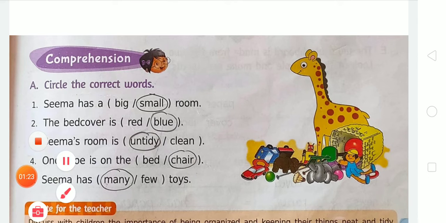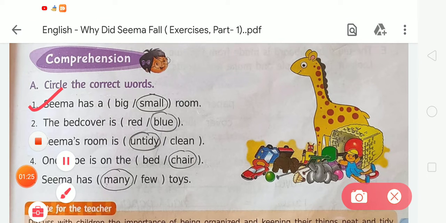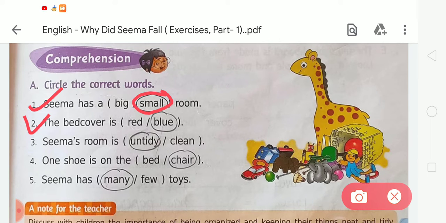So here is the first sentence: Seema has a big or small room. Which type of room does Seema have? Student, Seema's room is small, so we have to circle the given word small. What is the spelling of small? S-M-A-L-L, small. Now the second: the bed cover is red or blue. Tell me, what's the color of the bed cover in Seema's room? The bed cover is blue, so we have to circle the given word blue. The spelling of blue is B-L-U-E, blue.